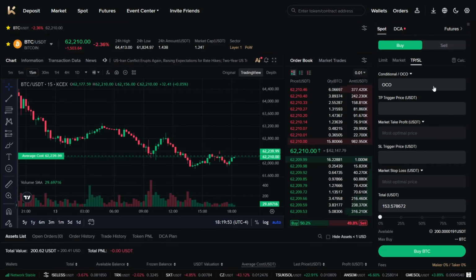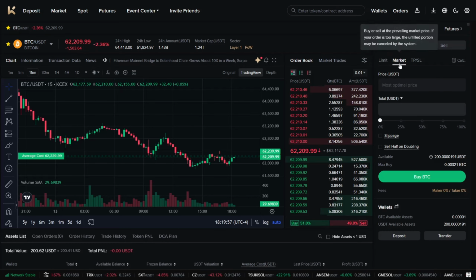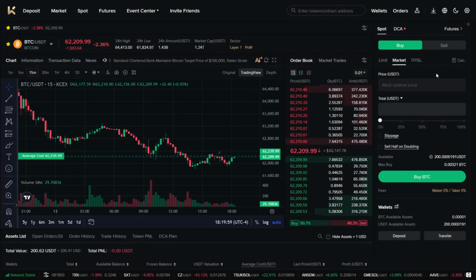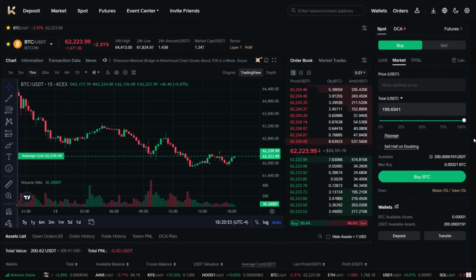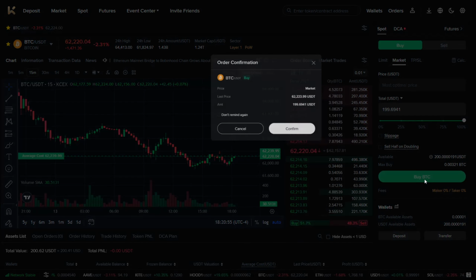So now that we understand the three different order types on KCEX, we are going to buy some Bitcoin. We're going to be using a market order. We're going to use our full spot account balance. So we're just going to move this all the way to the right. We can see that will buy us about 199.69 worth of Bitcoin. Again, remember the fees on KCEX are zero, so it won't cost us anything to buy. And we're just going to click buy BTC.